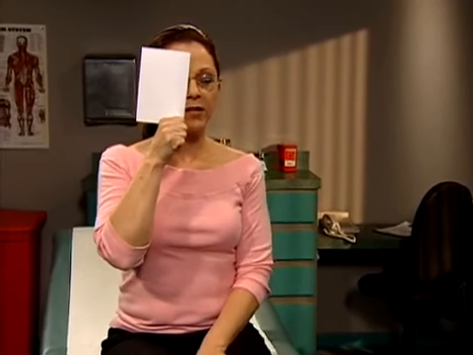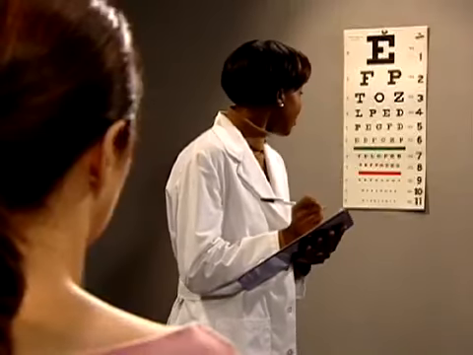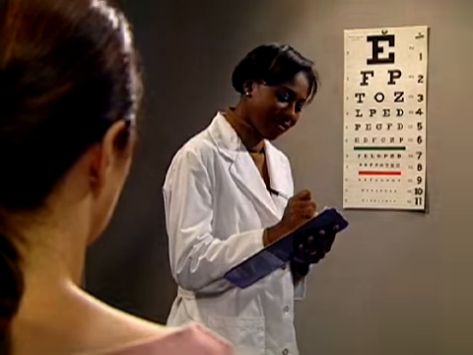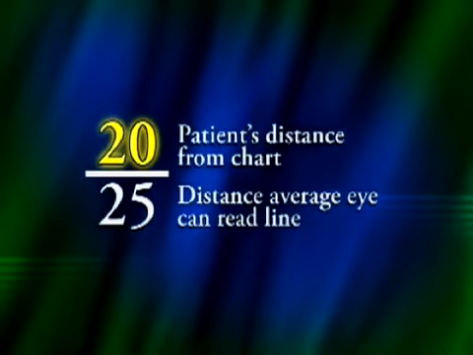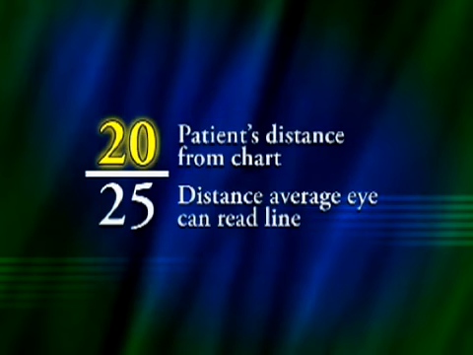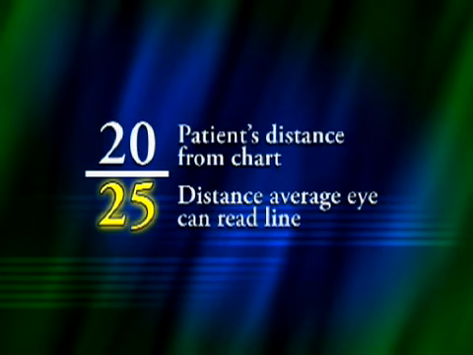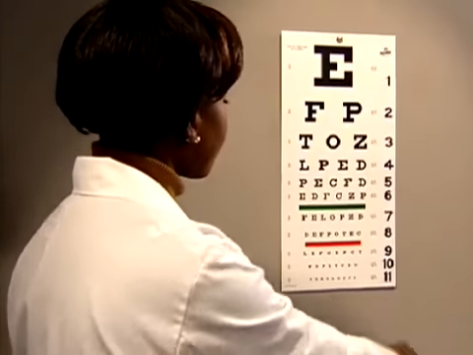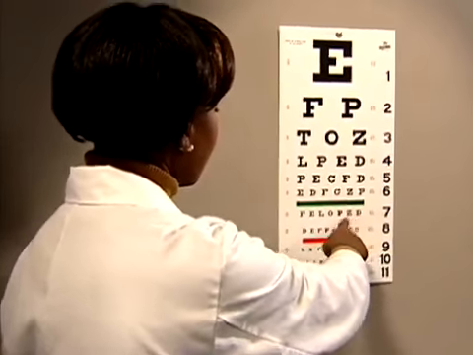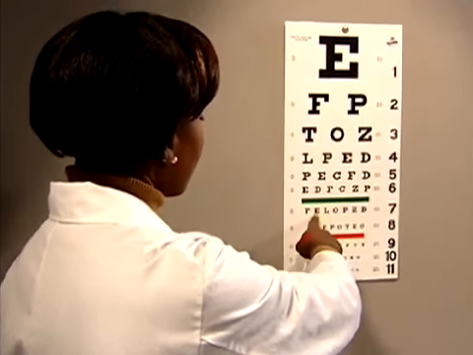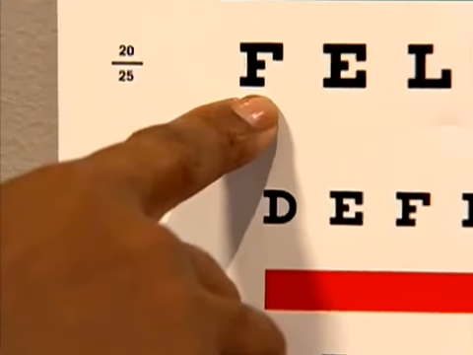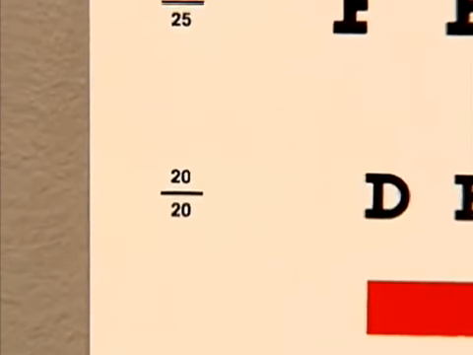If you test the patient with and without corrective lenses, document the readings separately. Record the patient's visual acuity as a fraction. The numerator is the patient's distance from the chart, usually 20 feet or 6 meters. The denominator is the distance at which the average eye can read the line. For example, a reading of 20/25 means that the patient can read at 20 feet what most people can read from 25 feet away. In adults, average vision is 20/20.